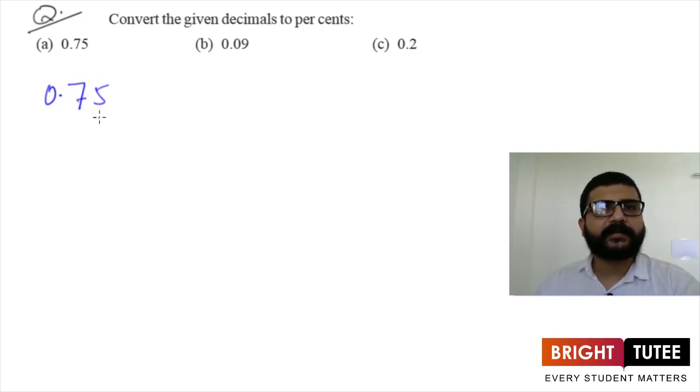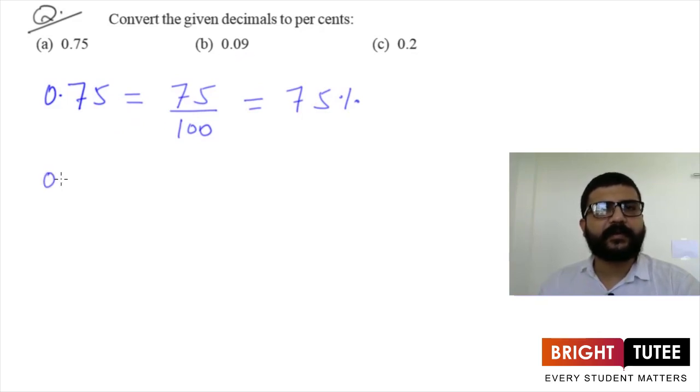So how can we do that? First, can we convert this into a fraction? And then we know how to convert a fraction into percent. Okay, so let's do it. Let's write the fractional representation of this decimal. So it will be 75 upon 100. Now we know if in a fraction the denominator is 100, then the numerator is the percent. So this will be equal to 75%. So this is how we have converted a decimal to percent. What we did, first we converted this into a fraction and then we used the method for converting a fraction to percent.